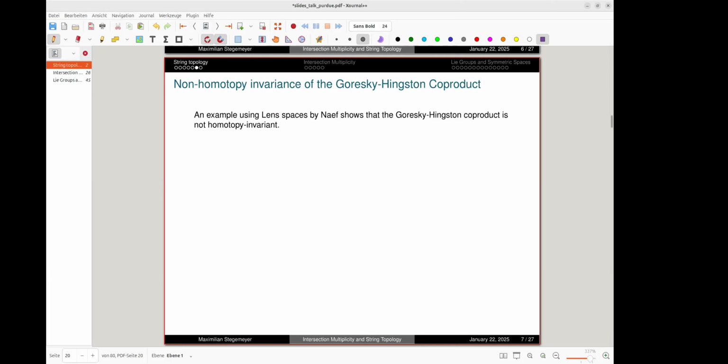Okay, now I want to mention the most exciting recent result about this coproduct, and this is the non-homotopy invariance. Maybe I want to quickly mention that this Sullivan product was shown, quite soon after it was introduced, to be homotopy invariant. But one hope in string topology was to find something which can detect more than the homotopy type. And indeed, Florian Naef showed in 2021, with some explicit computation with lens spaces, that the Goresky-Hingston coproduct is not homotopy invariant.